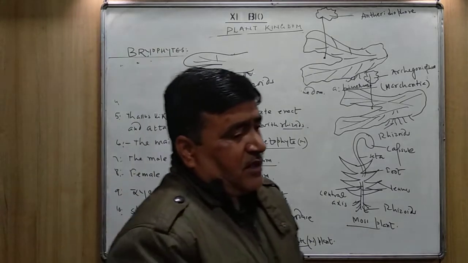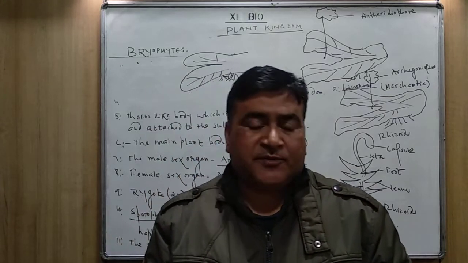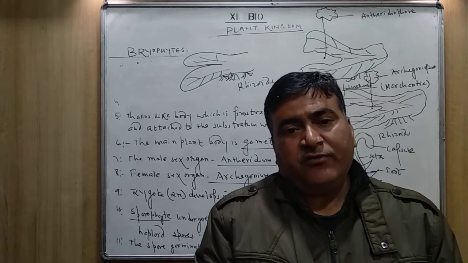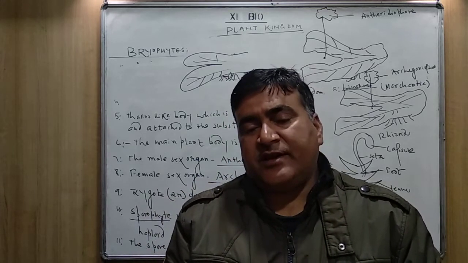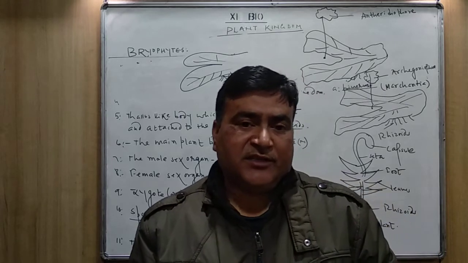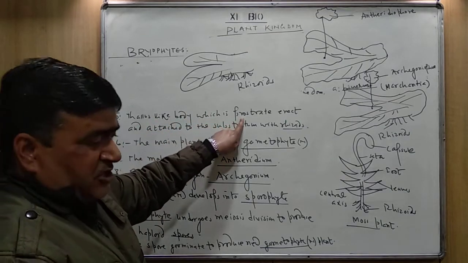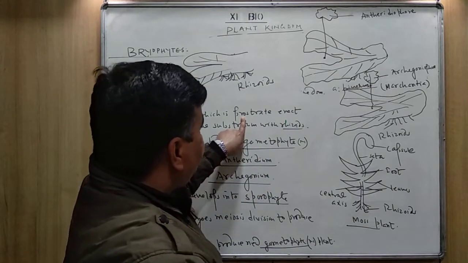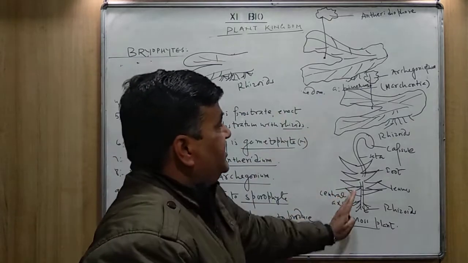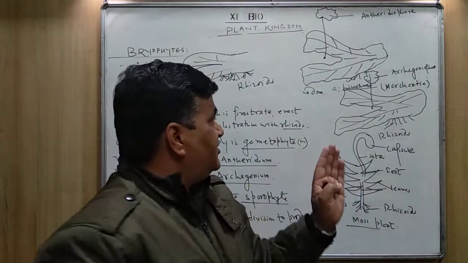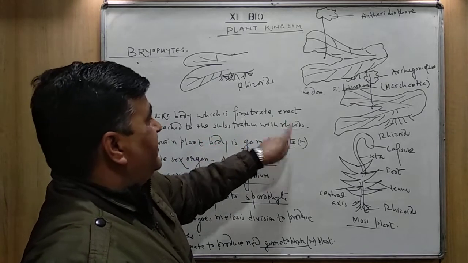The thallus is green in structure. All the members of the bryophytes are autotrophs. They can synthesize their own food material by the process of photosynthesis. They are green in structure, and that's why they are autotrophs. Here I have written the thallus-like body, which is prostrate. Prostrate means it creeps on the surface. Sometimes the prostrate structure becomes erect also, may go above the soil surface, and is attached to the substratum with the help of rhizoids.